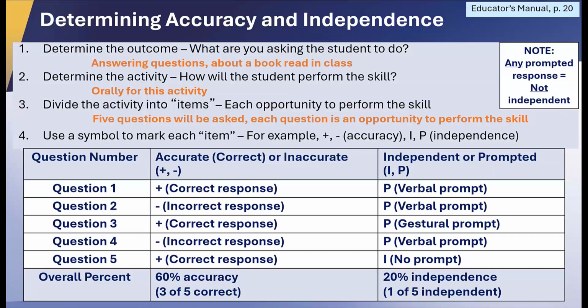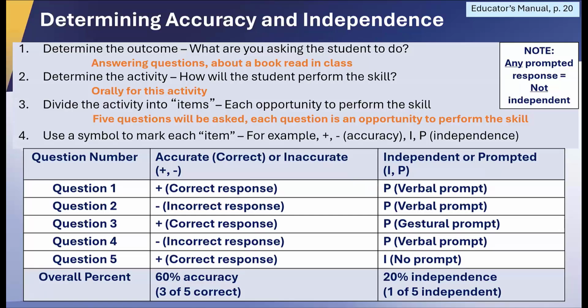So here's an example. This student is going to answer questions about a book read in the classroom. So you think about what's the skill that you're asking the student to do and how will they perform the skill? In this case, the student's going to orally answer. You know how many times you're going to give them an opportunity to answer that question. And that's going to be a chance for you to see how many are accurate responses and how many are independent.